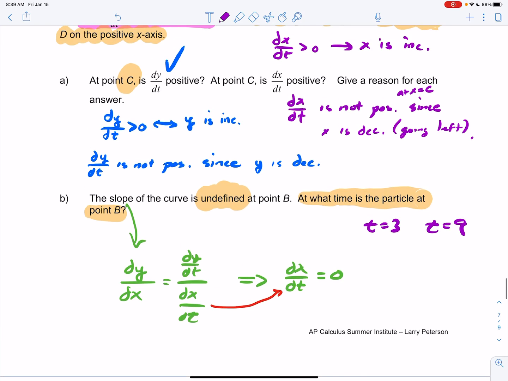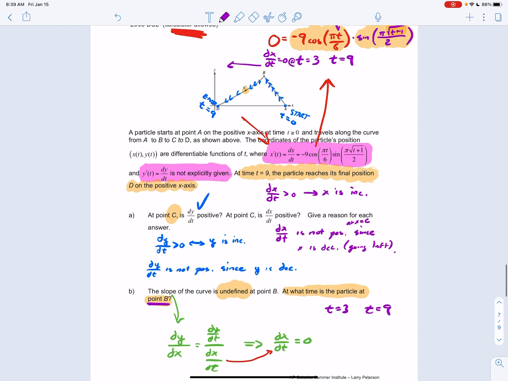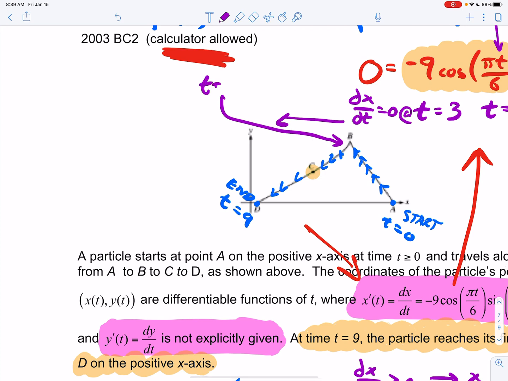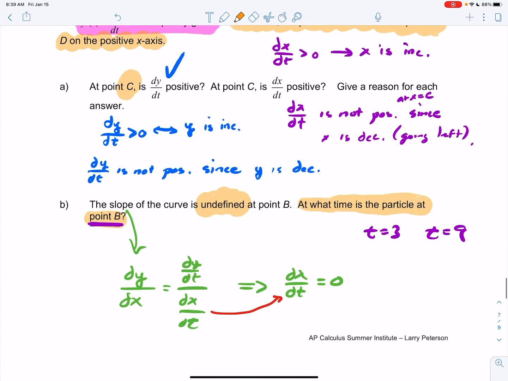Okay, but here's the thing. It says, at what time is the particle at point B? So what do you guys think happens at point B? Is that t equals 3 or t equals 9? Okay, at point B, that would be t equals 3, because they stated that at t equals 9, it reaches point D. Okay, so there you have it. T equals 3.